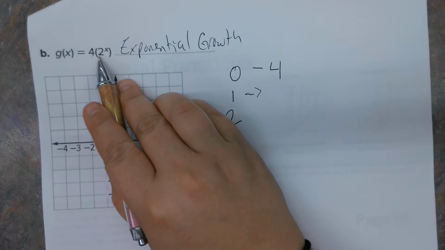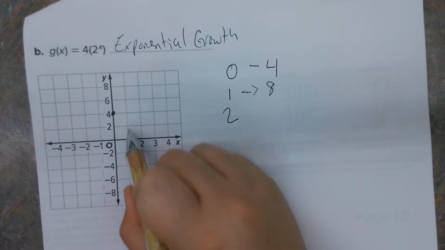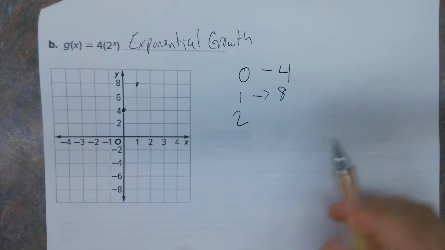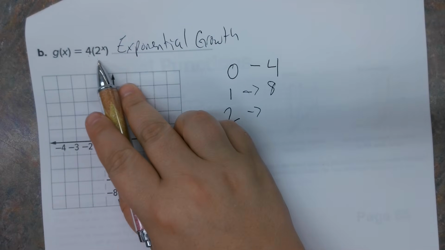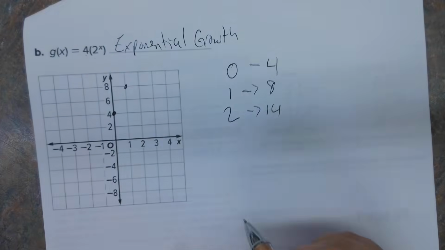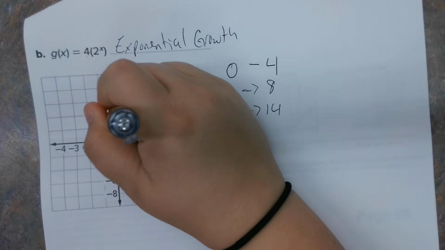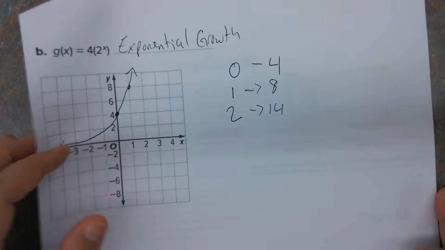2 to the first power is 2. 4 times 2 is 8. So from 1, I'm going to go up to 8. 2 might not fit on this graph. 2 times 2 is 4. 4 times 4 is 16. It's not even going to fit. It's going to be way up here somewhere. My graph is going to look something like that. Okay, that's it for today.